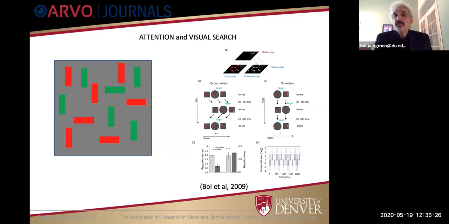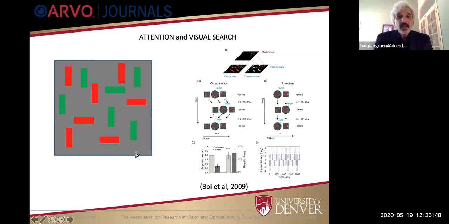So the question we posed is: is the reference frame of attention a retinotopic reference frame, as proposed in many theories, versus a non-retinotopic reference frame that we have recently discovered? A typical experimental paradigm to probe attention is the visual search paradigm.